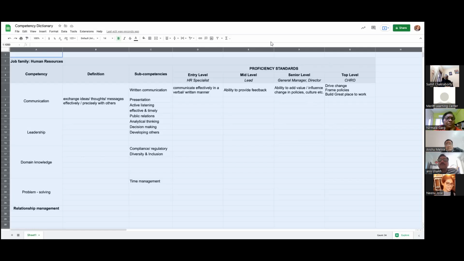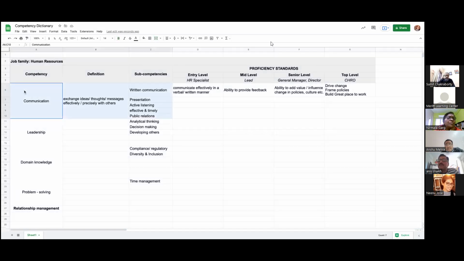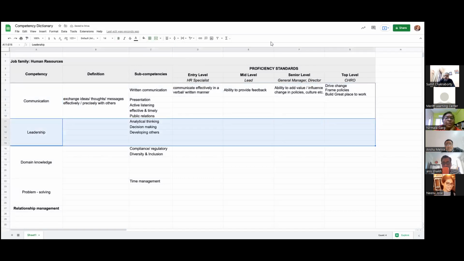Yeah, drive change, frame policies, build a great place to work. I don't know. Now, Nirmala has to help us with whether we are on the right track or not. Which one are you talking about now? This top level communication. Can you just help us there only? So we don't go on the wrong track. Leadership, top level, communication, CHRO.